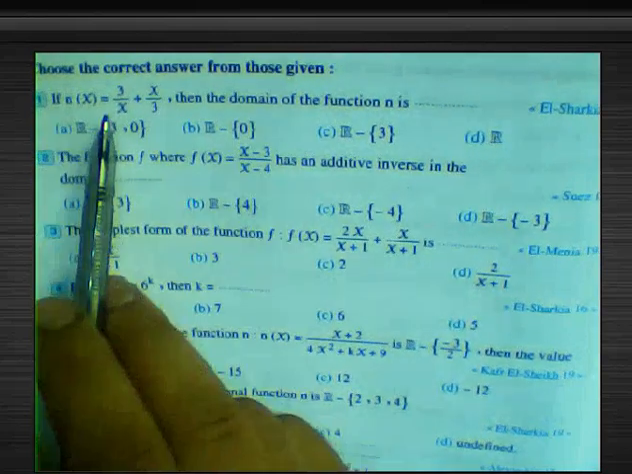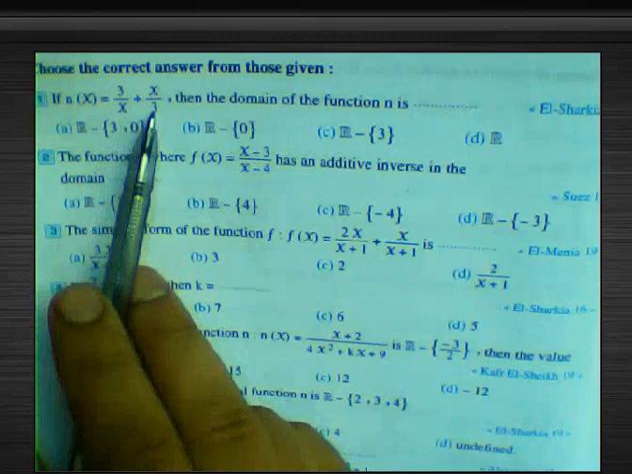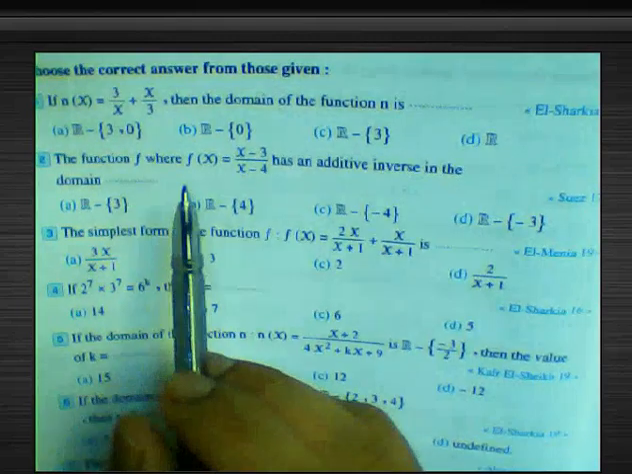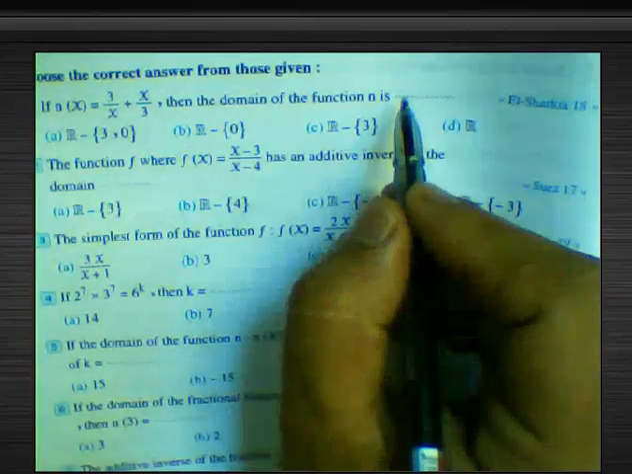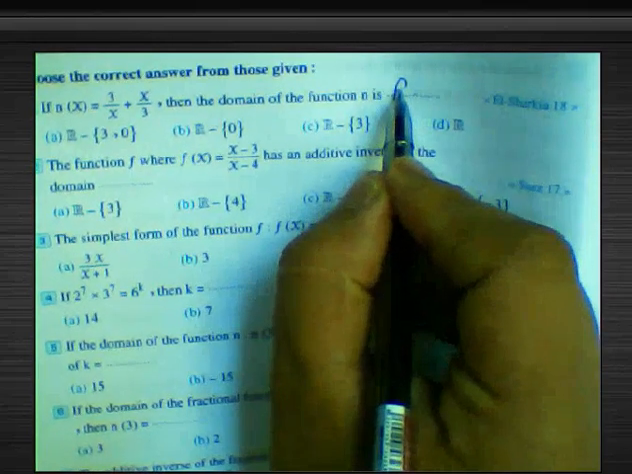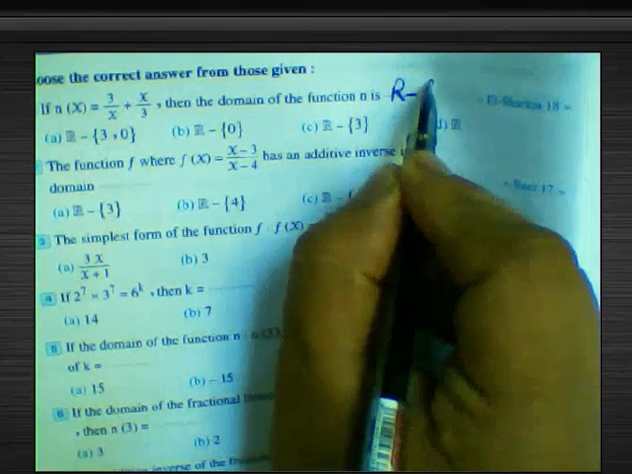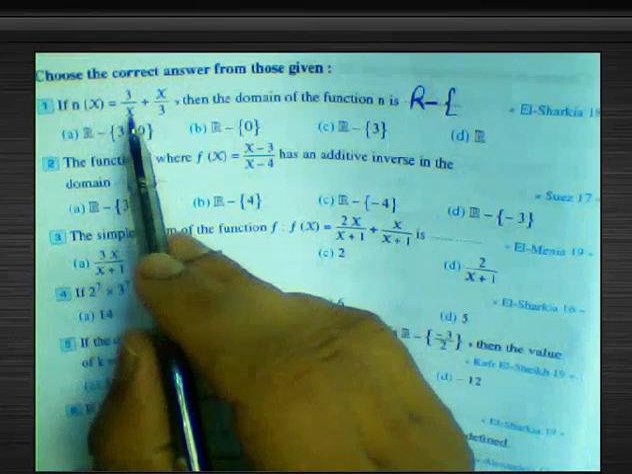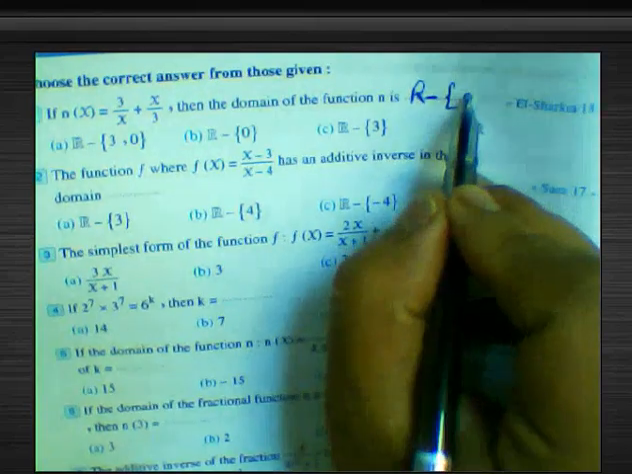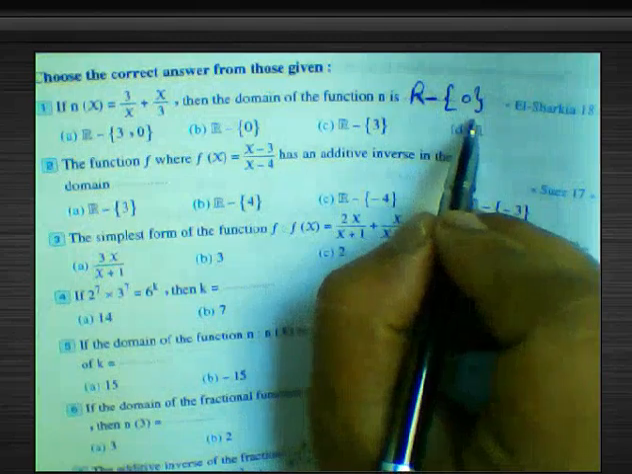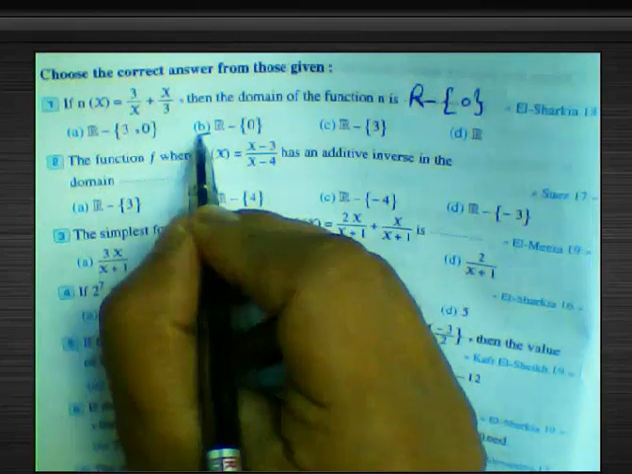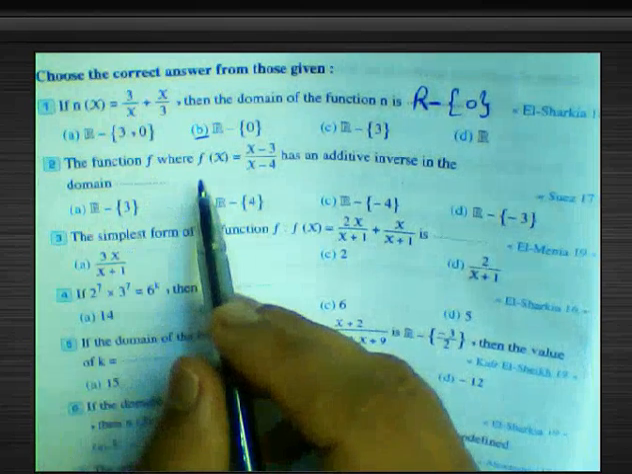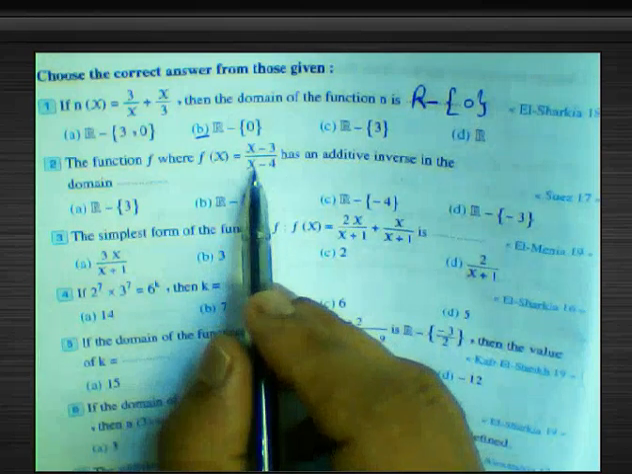Number 1. If n of x equals 3 over x plus x over 3, then the domain of the function n is... We know the domain is R subtract the set of zeros of the denominator. The zero of the denominator here is x equals 0. So the domain will be R subtract the set of 0. Letter B.